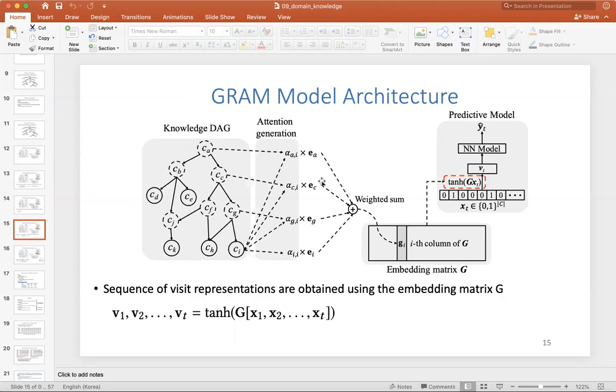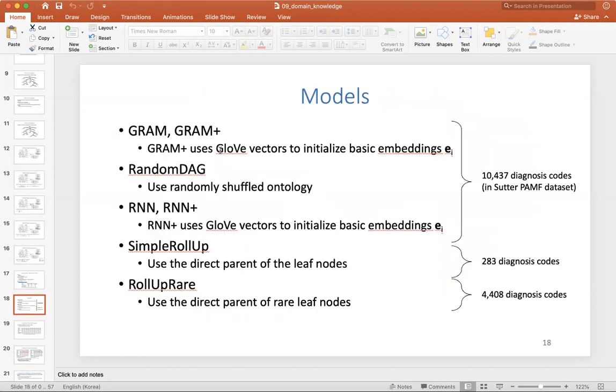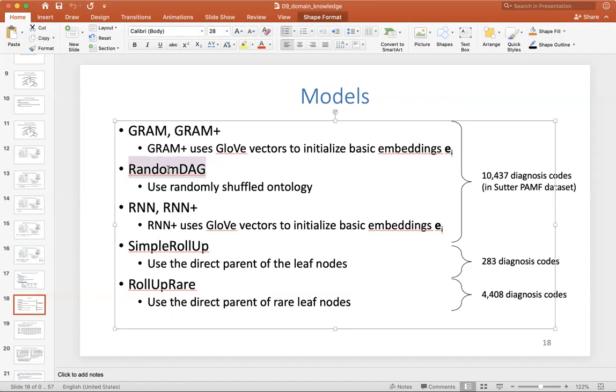The way you can train them is, as I showed you in the previous lecture, directly apply word2vec on the longitudinal EHR. So Gram Plus is the one that pre-trains those E vectors. Random DAG is the one that you should focus on. Random DAG is where you shuffle the relationship between parents and children in the disease code hierarchy. So this represents wrong domain knowledge, and these represent correct domain knowledge. RNN and RNN Plus are just plain, without the G matrix. We just embed the disease code using the W matrix.